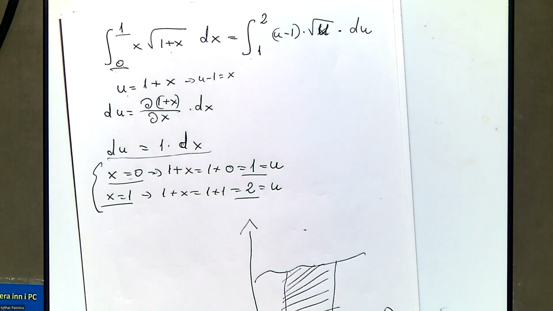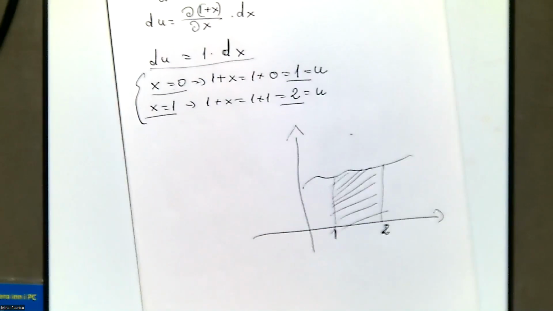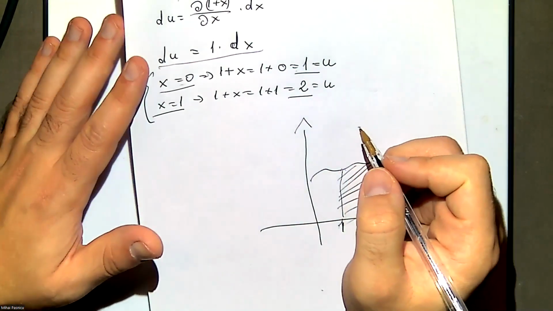Yeah, and now I've changed my integral to only depend on u. And it's quite a well-behaved integral. We've done it before, so I can actually compute it. Let me actually compute it. Let's skip pages.